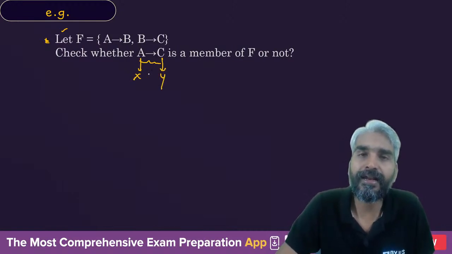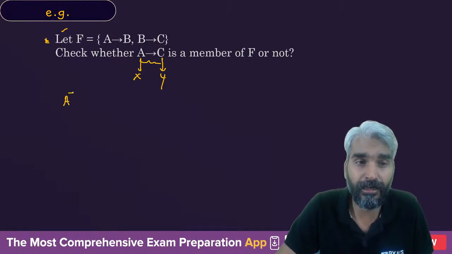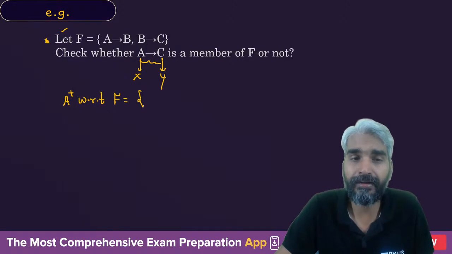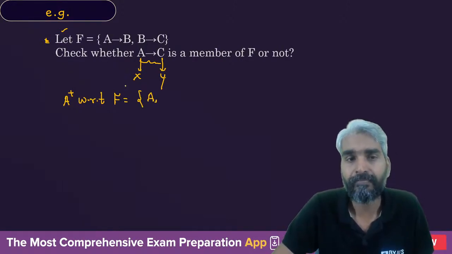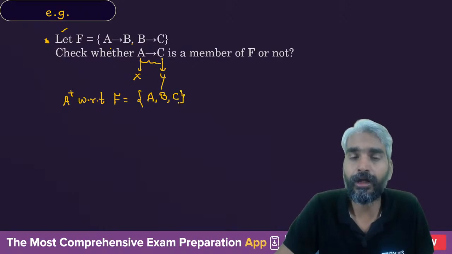To check whether X implies Y is a member of FD set F or not, you need to calculate the closure of X. That is, we need to identify the closure of A, but with respect to what? With respect to F. So what all can be determined by A in FD set F? A can obviously determine A. Now from A you can determine B. From A and B you can determine C. So all these things can be determined by A in the FD set F.